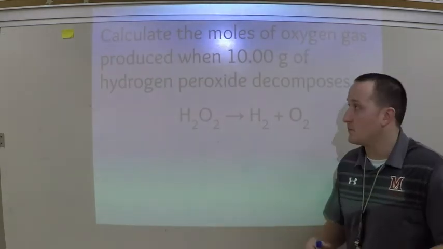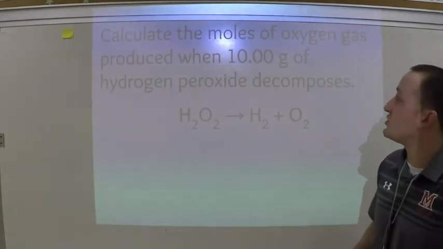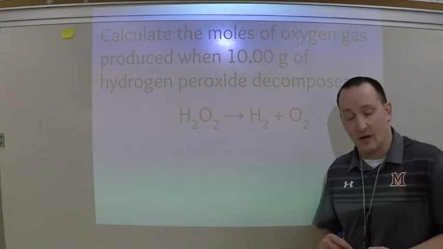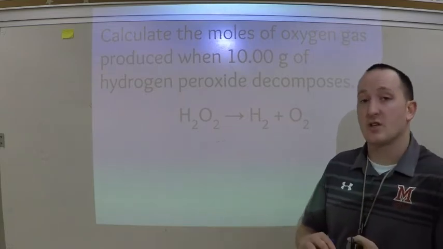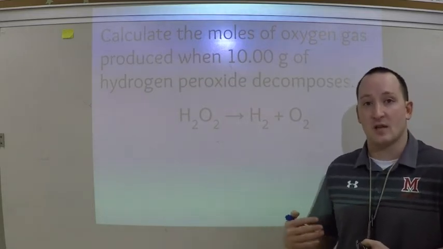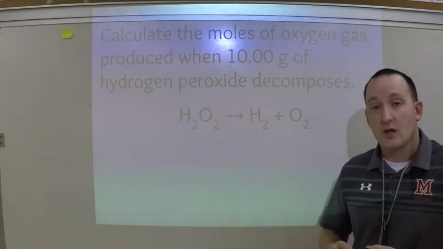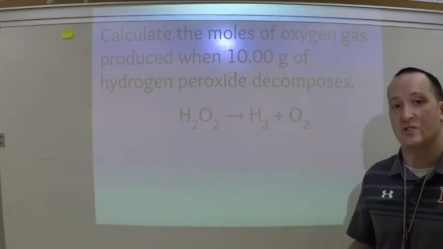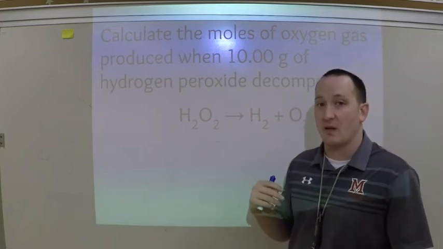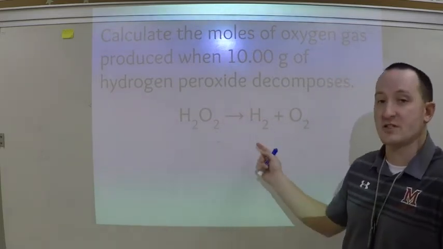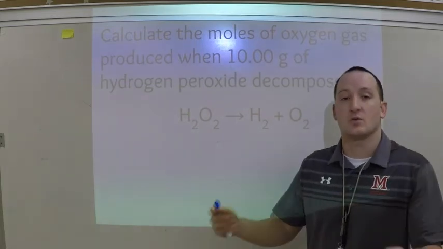So here's your first problem. It says calculate the moles of oxygen gas produced when 10 grams of hydrogen peroxide decomposes. Now, just to review, remember there's a logical, step-by-step process to doing stoichiometry problems. The first thing you need is a balanced chemical equation. So you should always ask yourself first, is this equation balanced? Yes, it is. There's 2 hydrogens on each side, there's 2 oxygens on each side, so it's balanced.